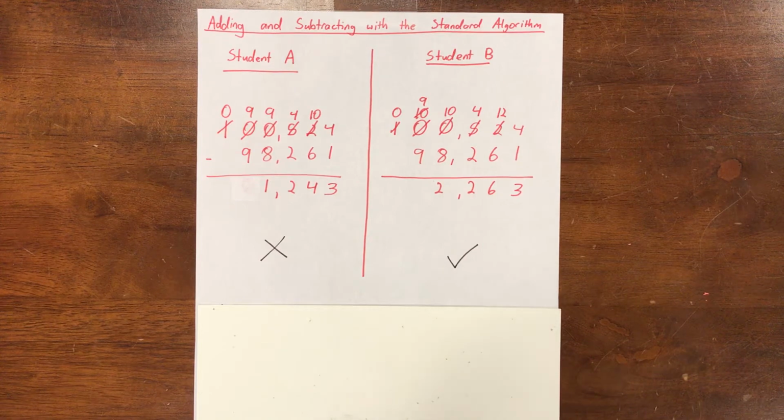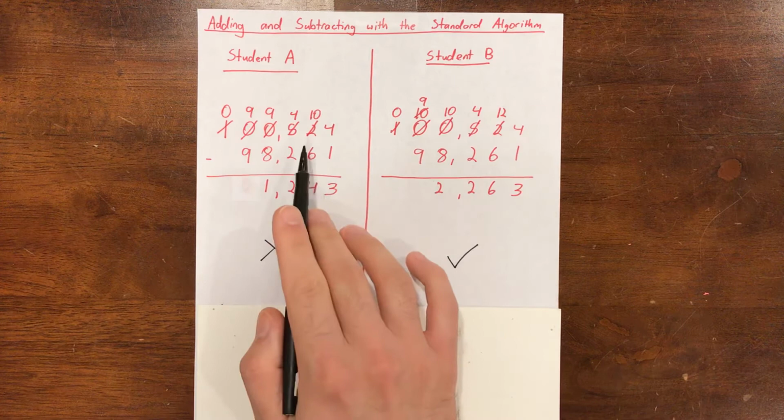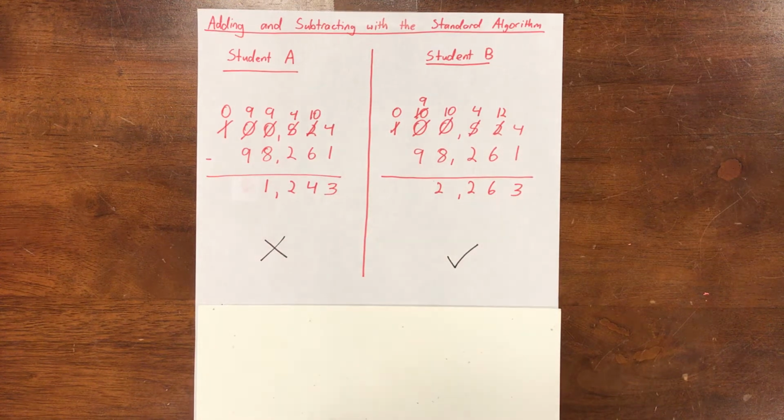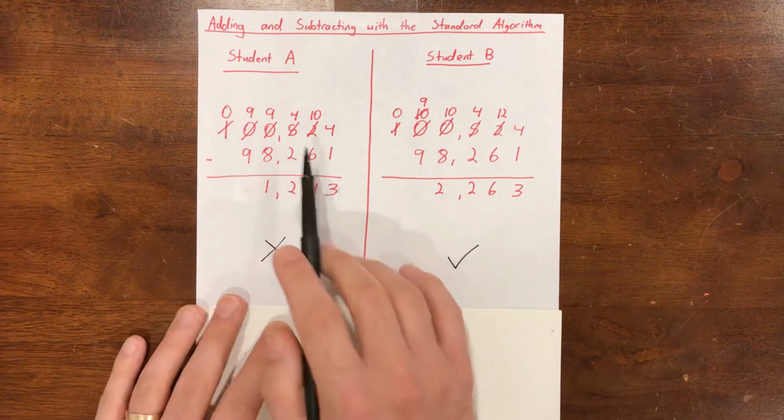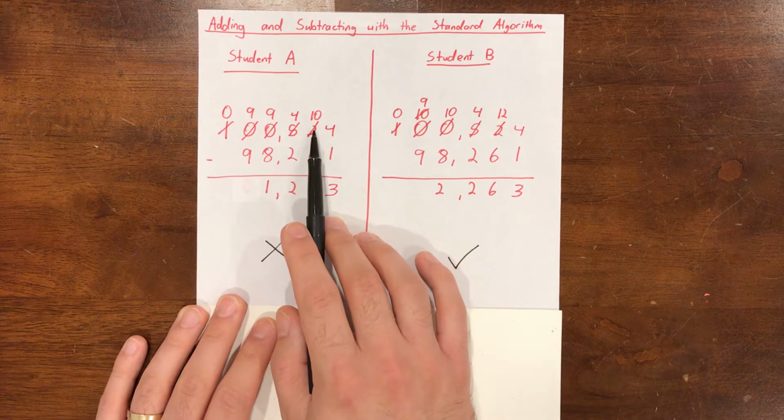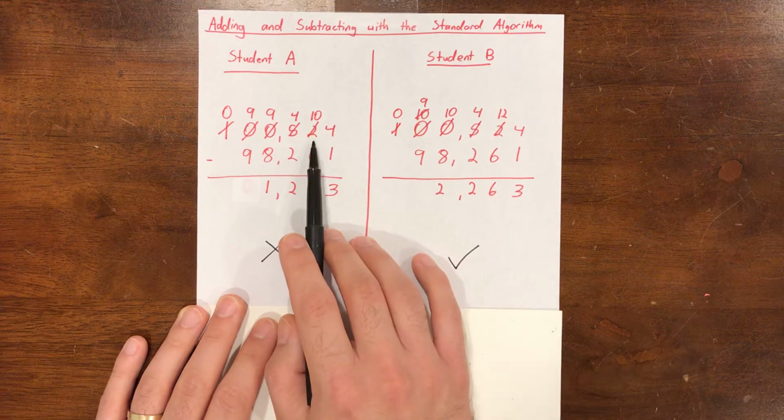Okay, so let's talk about the mistakes that student A made. What mistake did they make here in the tens place? Go ahead and say it out loud. Yeah, they regrouped 100 to make 10 tens, but then they forgot about the 2 tens that they already had. They needed to add the 10 tens to the 2 tens that they had in order to get 12 tens.